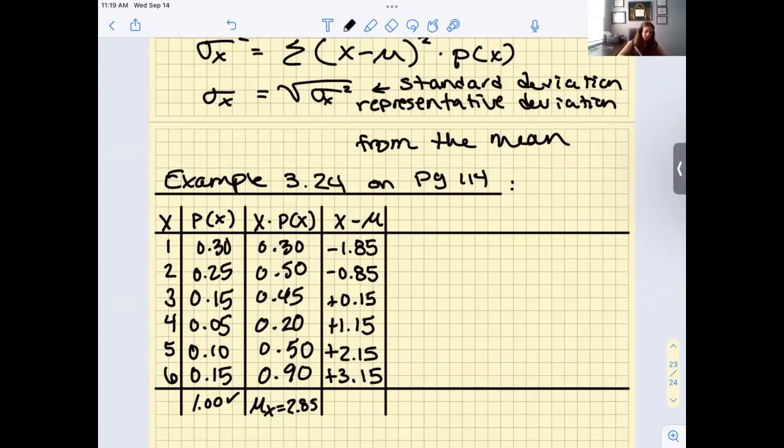Next thing we're going to do is take all those values that we just got from the previous column and square them. So for the example, if I square the first number, I'm going to get 3.4225. What do you get for the next one?